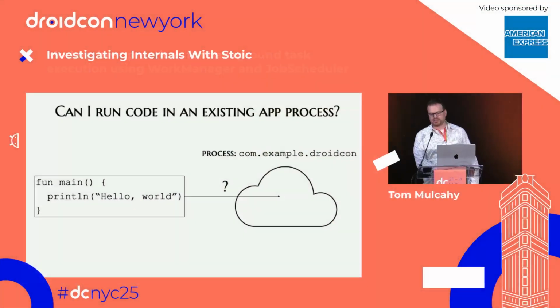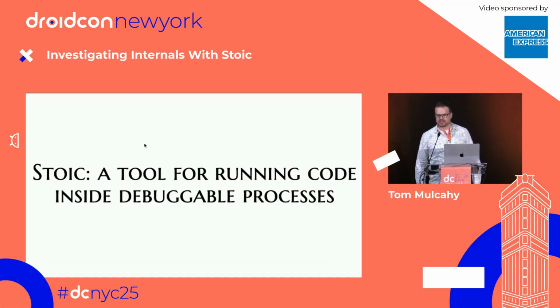Instead of building code into an APK, I thought it'd be fun if I could instead just get code to run within an existing app process without modifying the APK at all. I couldn't find any tool to do this, so I built my own. I call it Stoic.